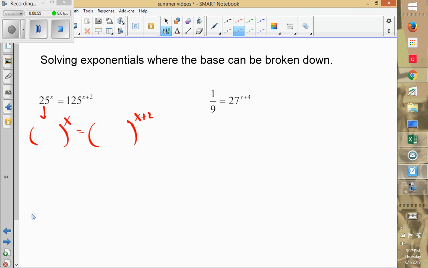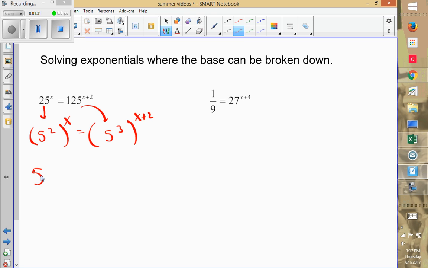But we're going to think of 25 in terms of 5 squared. And 125 can be written as 5 to the third. So I still have the exponent of x, I still have the x plus 2, but I've now broken down the two bases, so they now have a similar base. Following exponent rules that we know from earlier in our math careers, we know that when I have a power to another power, I multiply them.